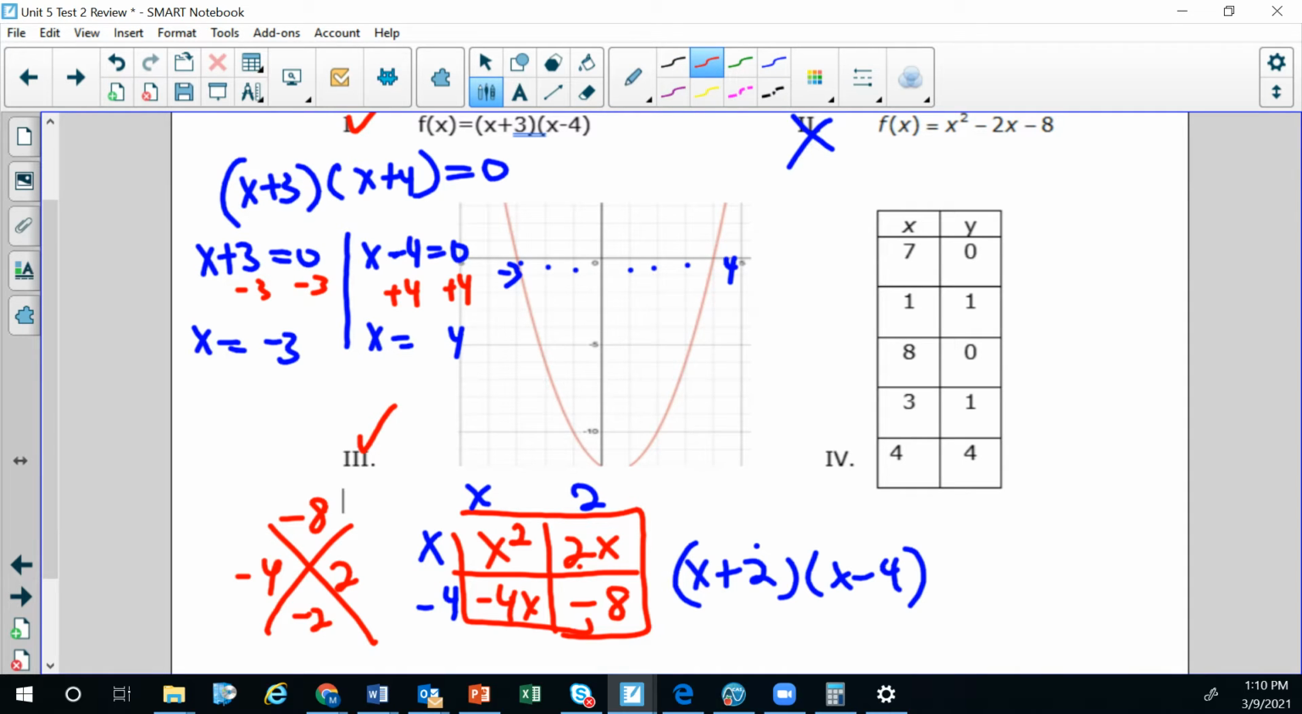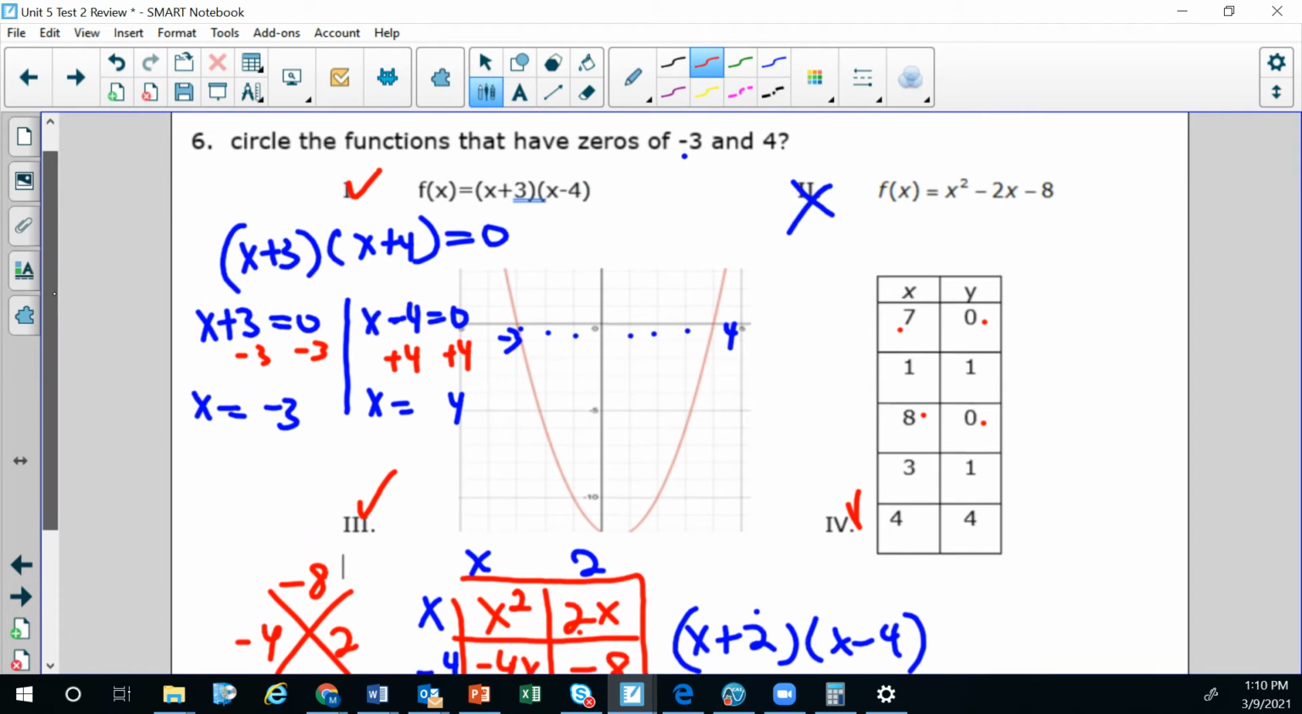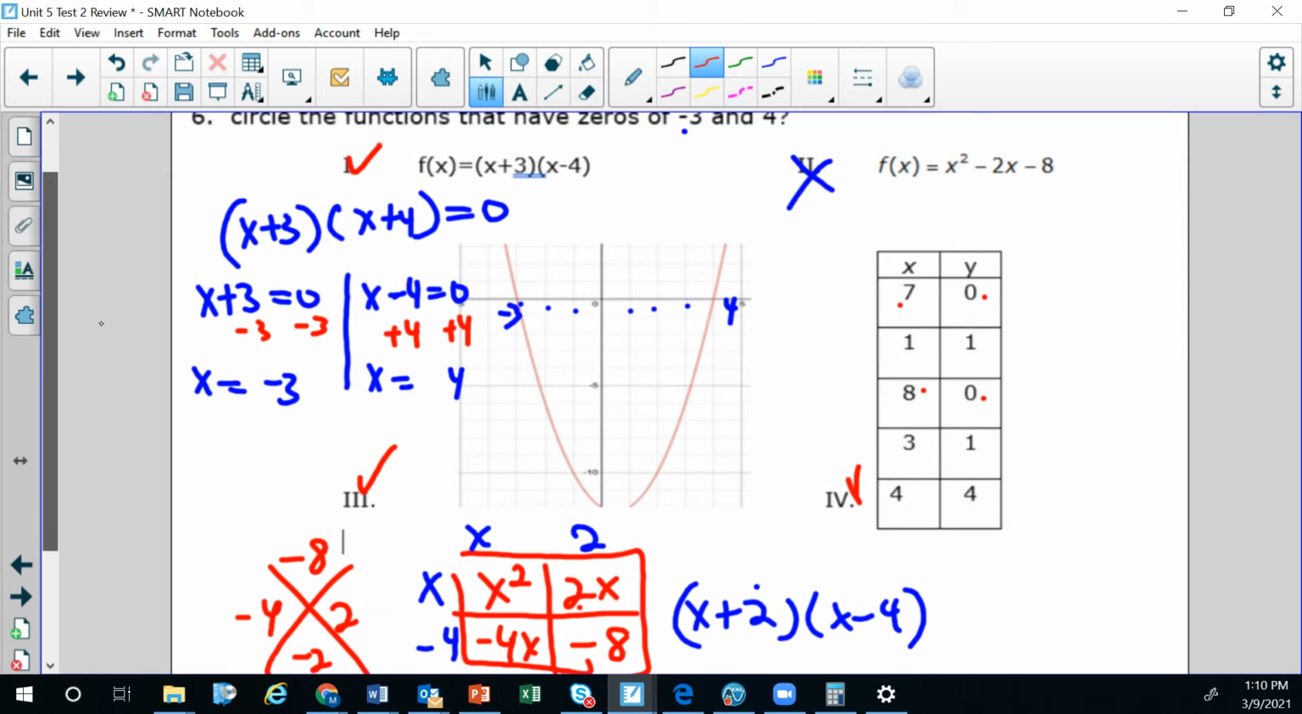And number 4. Remember now, for the x-intercept, y is always 0. So let's see. Y is 0, then this is x-intercept 7. That's not what I'm looking for. Y is 0, x-intercept is 8. That's not what I'm looking for. So the only two answers are 1 and 3. Okay, all right, that's number 6.